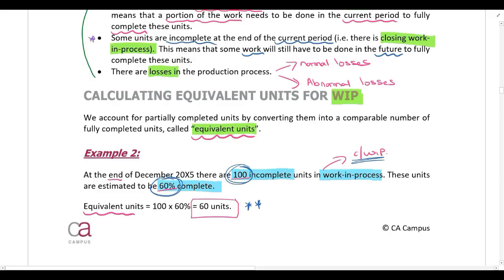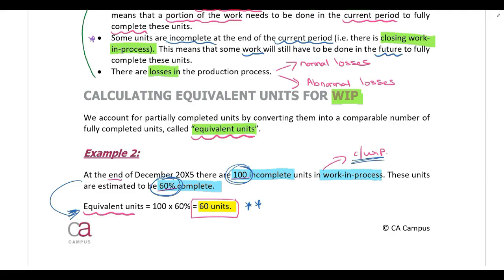What we can work with is we take those units and we convert it into equivalent units, something that we can work with. And when we do all of our calculations, we do our calculations based on the fact that we have 60 equivalent units sitting in closing work in process at the end of the period.